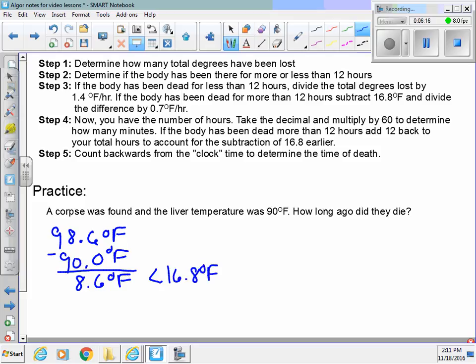So they have been there less than 12 hours. And the number we're going to use is 1.4 degrees per hour in order to figure out how long they have been dead. So 8.6 degrees Fahrenheit divided by 1.4 degrees Fahrenheit per hour. Do the math so that you're getting practice with it.